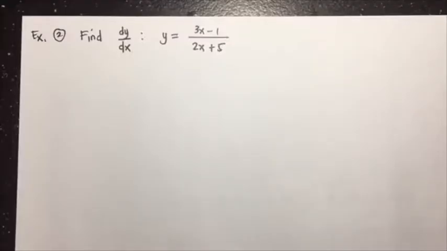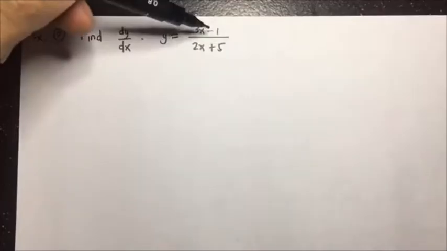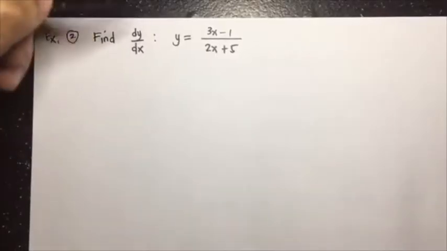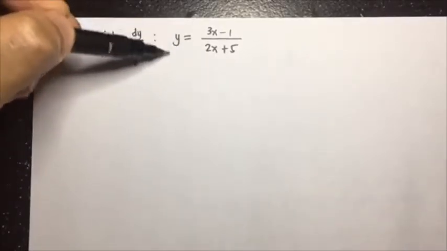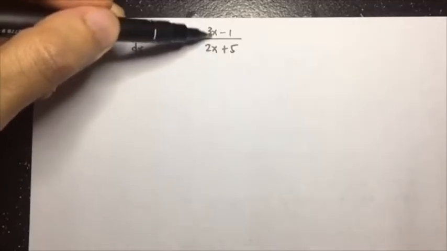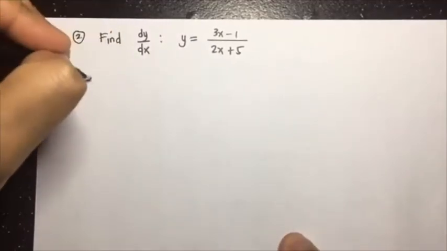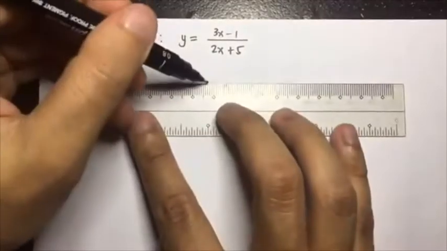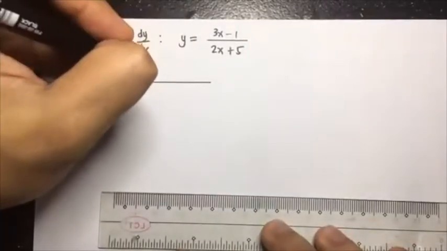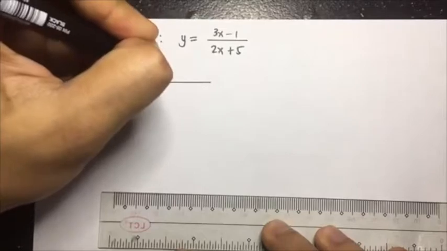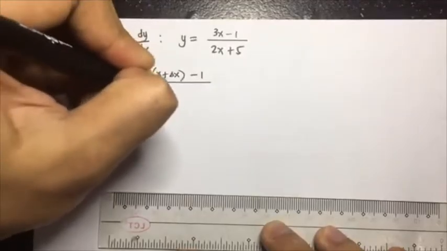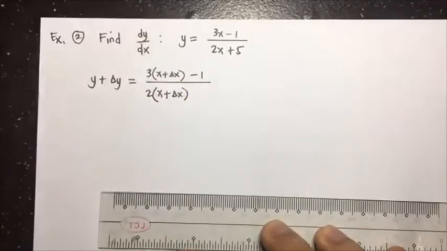Okay, so another example. Find dy over dx. We have the function y is equal to (3x minus 1) over (2x plus 5). Again, by delta y and delta x substitution, we will replace y with y plus delta y, then replace x with x plus delta x. So we will have y plus delta y is equal to the numerator, 3 times (x plus delta x) minus 1, over 2 times (x plus delta x) plus 5.